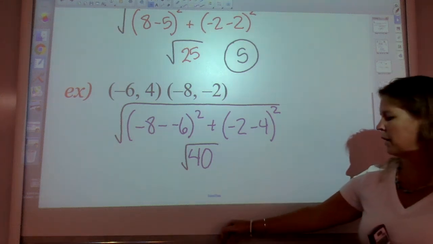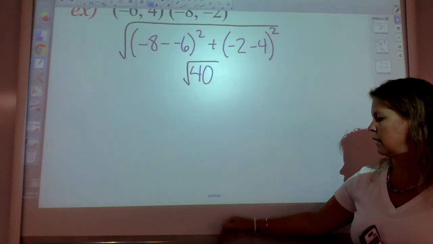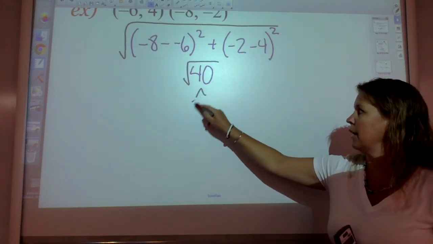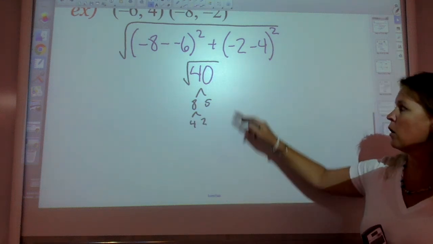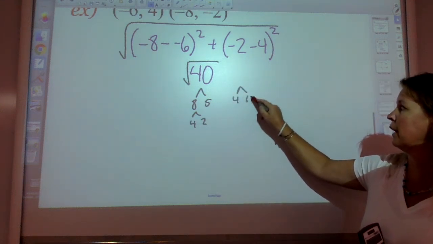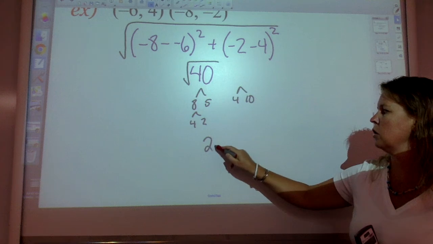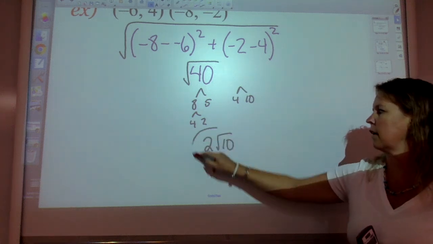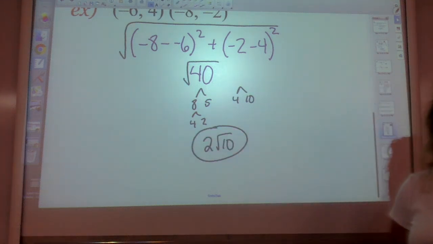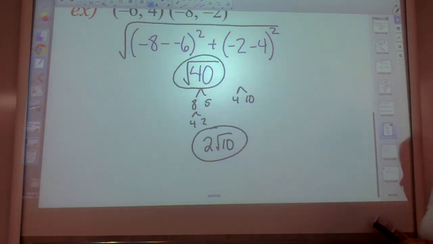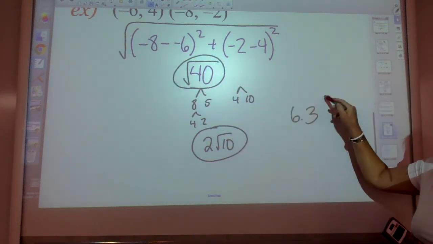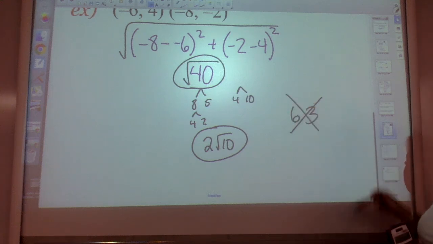If you remember how to break that down, that does break down into 8 and 5, or 4 and 2, or you could have broken it down into 4 and 10. The square root of 4 is 2. The square root of 10 is left over. That would be the perfect answer. This is an okay answer. 6.3, not an okay answer.